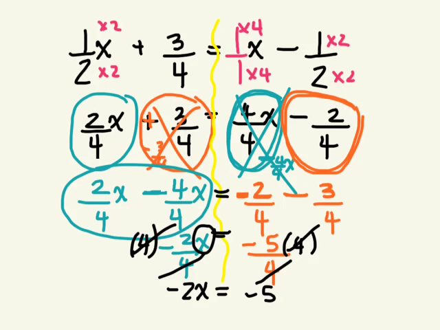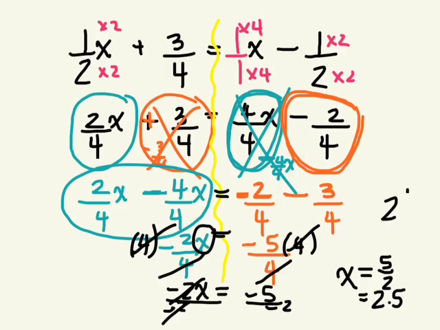So the final step to isolate x, we have to divide everything by negative 2. Cancel that out. Divide by negative 2. We're left with x equals, what's negative 5 divided by negative 2? What's a negative divided by a negative? Positive 5 over 2, or how else can I write that? 2.5. Okay, so that's our answer.